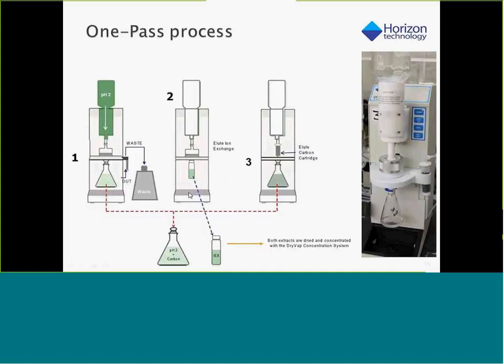And here we show the steps that are involved in the process. So the water is passed through the disk and through the carbon cartridge once and goes to waste. So that's done. The water's gone. And then we extract the disk twice, once for the neutral compounds, and then the second time for the ion exchange properties of the disk, and we extract the carbon cartridge. So all of those extracts, the three extracts, are concentrated with the Dry-Vap concentration system.